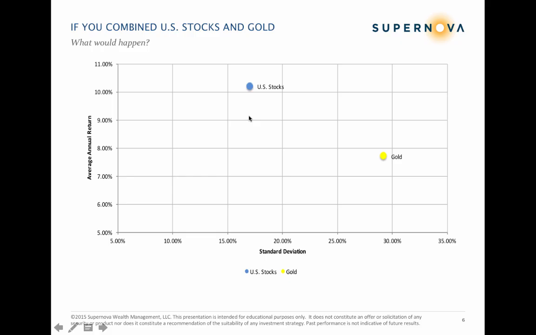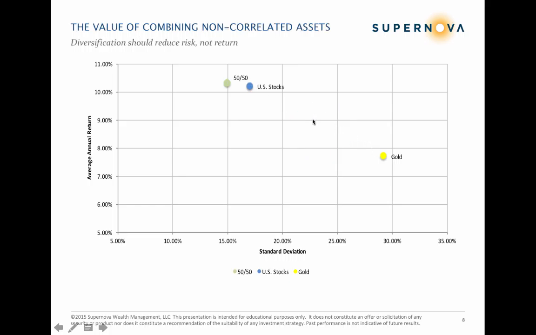Let's back up for a second and just look at US stocks and gold. What if you combined US stocks and gold into one portfolio? Where would that button look? Most people think it would be right about here. If you had half your money in US stocks and half in gold, it would be somewhere in between these two buttons. The truth is different.